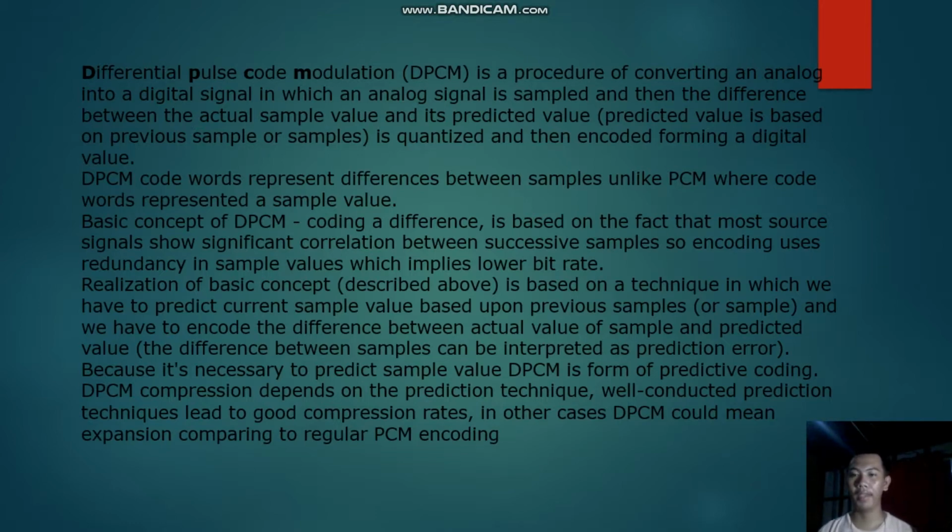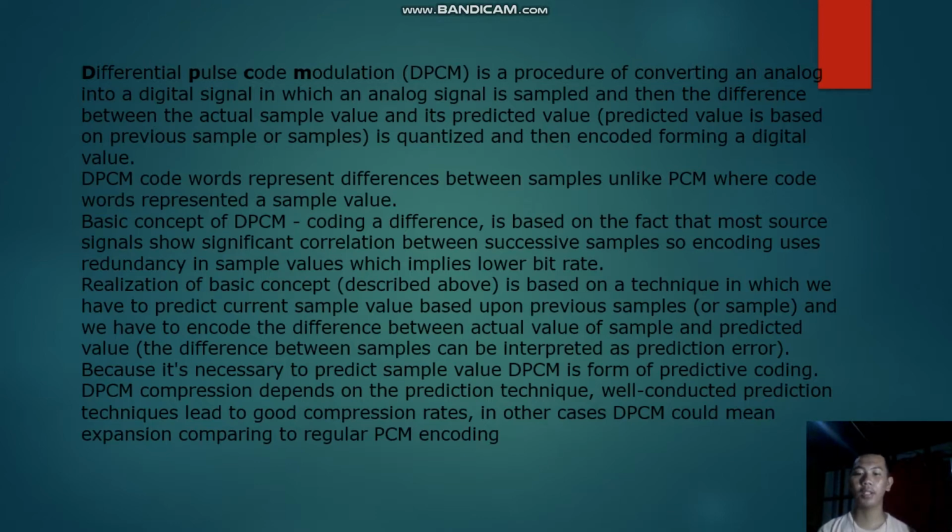Basic concept of DPCM. Coding a difference is based on the fact that most source signals show significant correlation between successive samples. So encoding uses redundancy in sample values, which implies lower bitrate. Realization of the basic concept described above is based on a technique in which we have to predict the current sample value based upon previous samples or sample, and we have to encode the difference between the actual value of the sample and the predicted value. The difference between samples can be interpreted as prediction error. Because it's necessary to predict sample value, DPCM is a form of predictive coding.